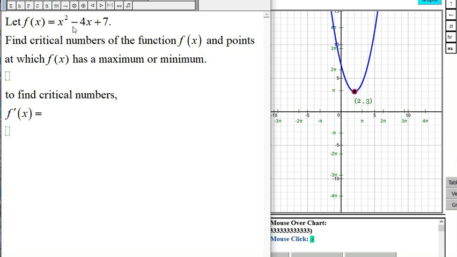And the derivative of this function: the derivative of x squared is 2x, the derivative of 4x is 4, and then the derivative of the constant 7 is 0. So which is 2x minus 4. And then next, set the derivative equal to 0 and solve for x.